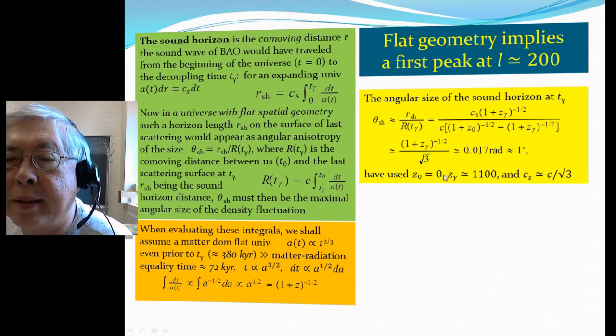And in fact, this redshift at decoupling time is about 1,000. We plug this in, and you get 0.017 radians, which translates into about a degree.